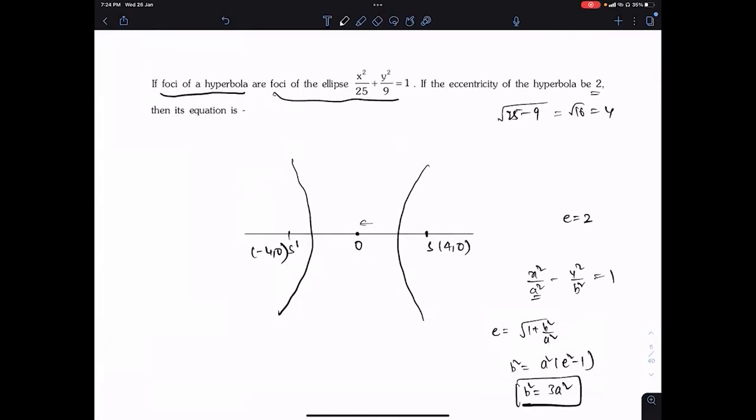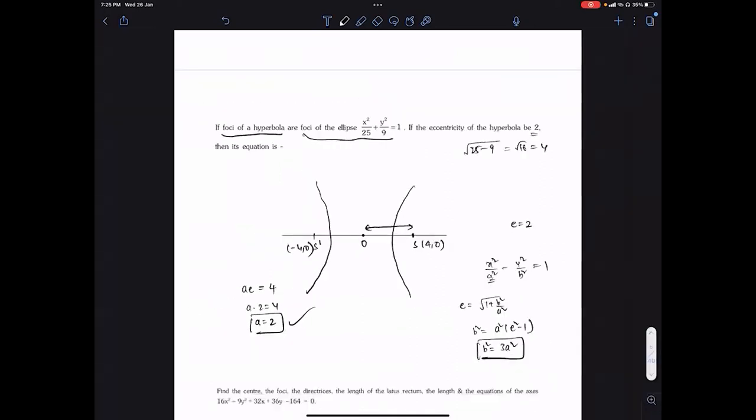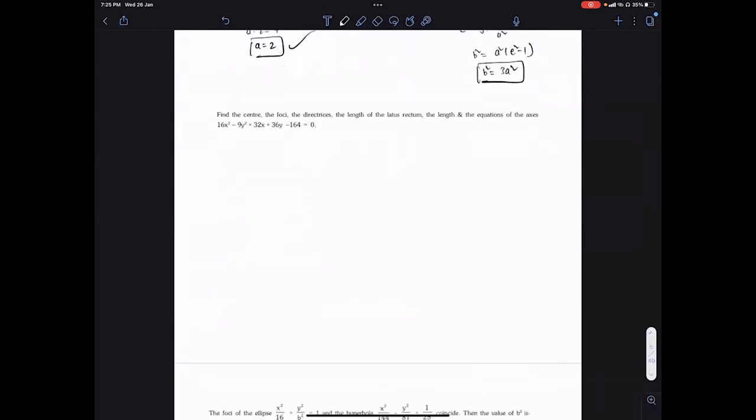So for this hyperbola, from the center, how far is the focus here? AE, no? That is 4. Eccentricity is how much? 2. So a into 2 equals 4. A for this hyperbola is how much? 2. So once you know a square, you know b square, that is 3a square. You will get the equation. Okay. Next.